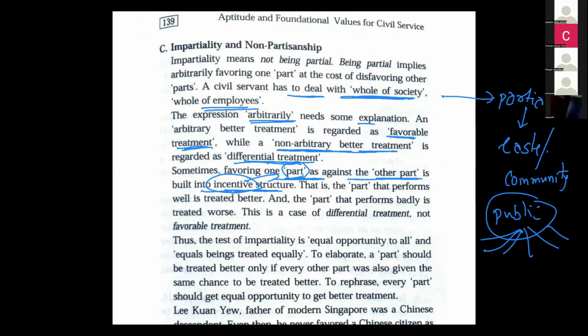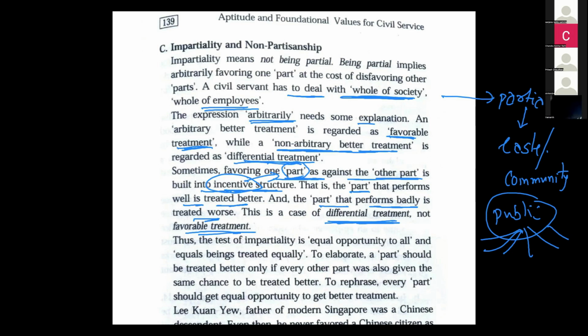That is, the part that performs well is treated better, and the part that performs badly is treated worse. This is the case of differential treatment, not favorable treatment. तो बोलने का significance ये है कि because you are a civil servant and you are working for the public, and the public includes each and every person of the society, so you have to be impartial in your treatment. You have to treat everybody equally.